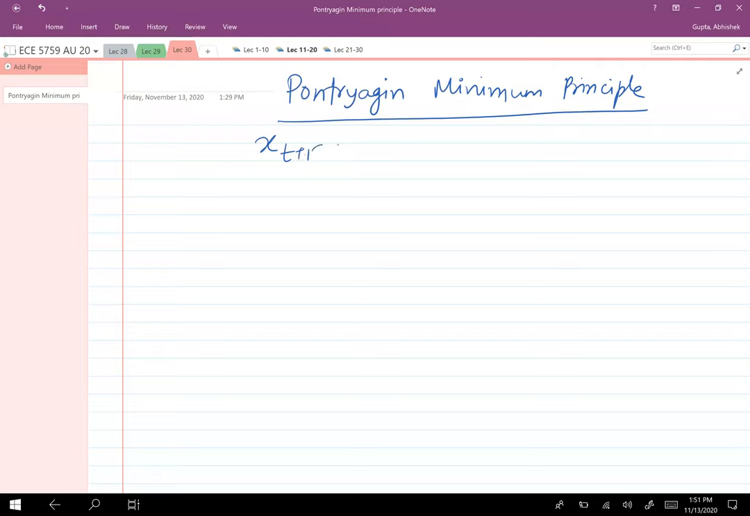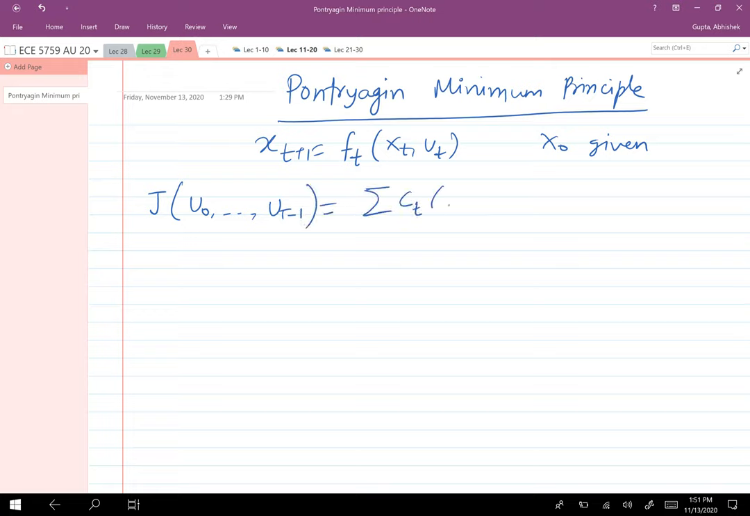I have x_{t+1} equals f_t(x_t, u_t), x_0 is given, the initial state is given. And my cost function J is a function of the open loop control, which consists of a running cost and a terminal cost that depends only on the terminal state.